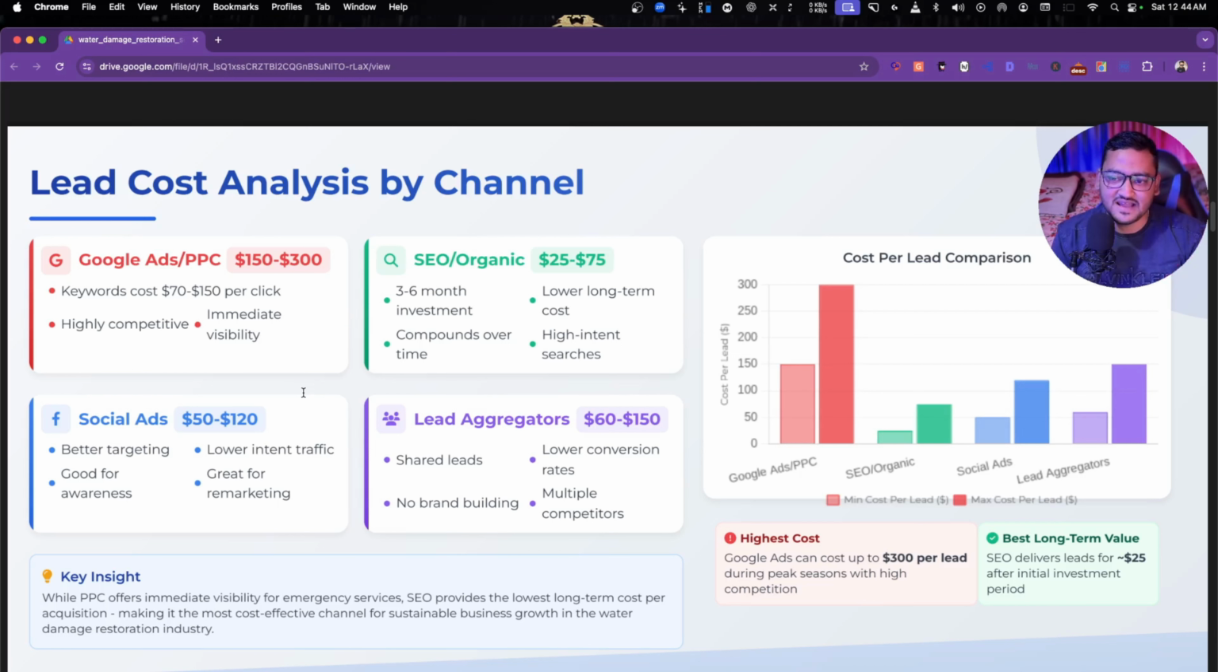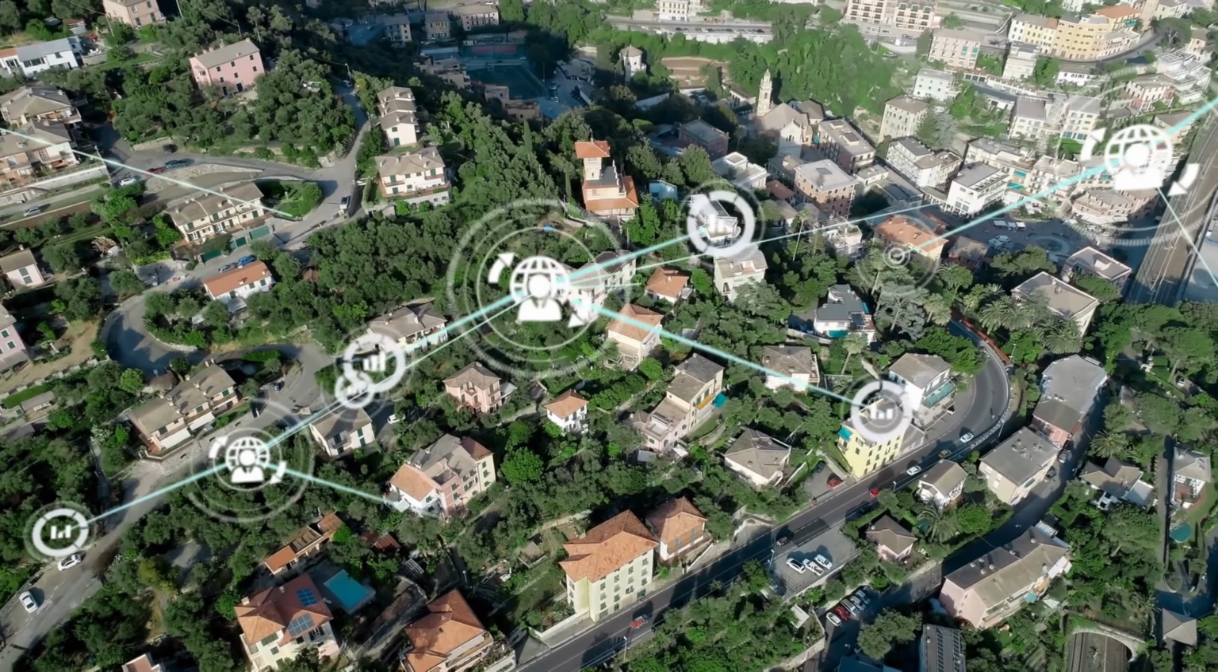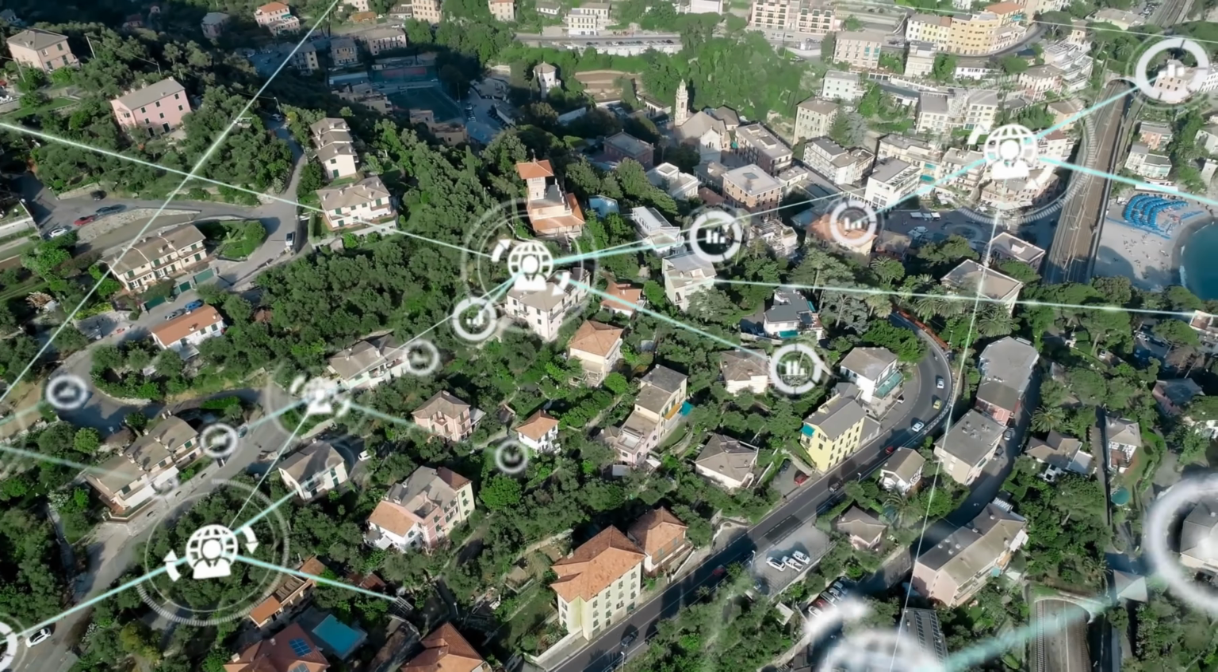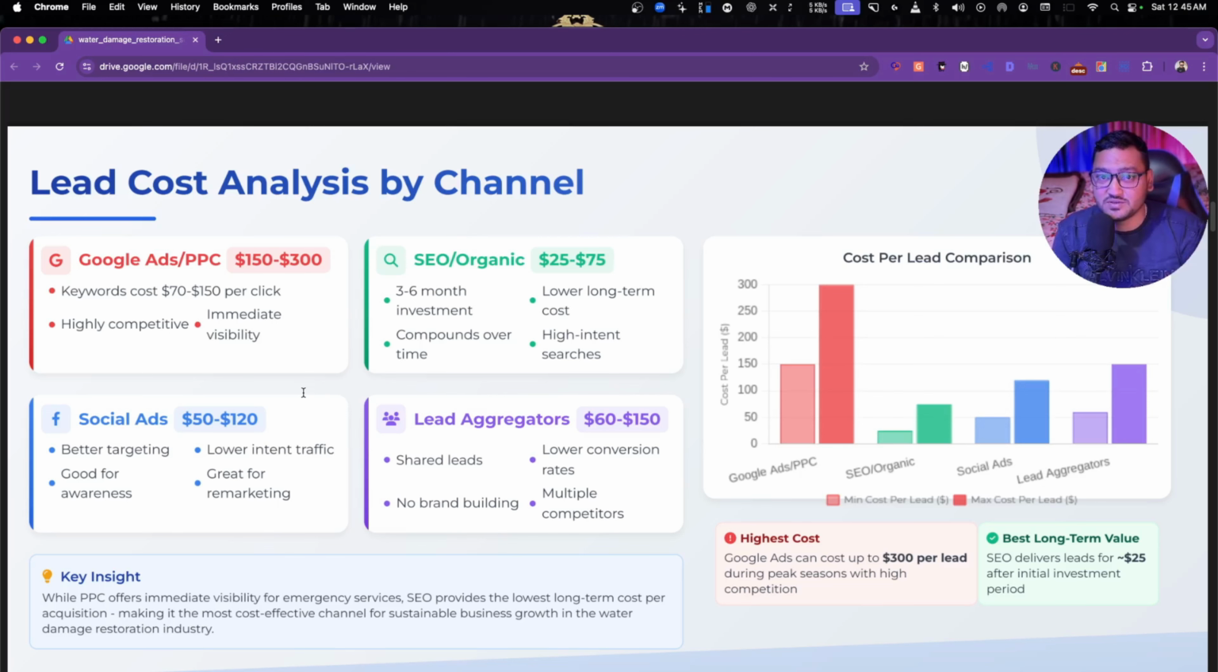In other channels like PPC, lead aggregators, social media, as long as you are paying them, they are giving you the leads. You need to qualify all the leads to check whether they are ready to buy or not. But in SEO, people are coming to your business. You are not promoting anything. They find you on Google. They are already in pain. They find you, and now it's your responsibility to communicate with them and sort out whatever issues they have.